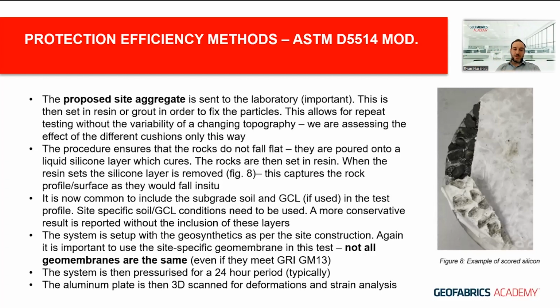As I mentioned, it's now common to include subgrade soil and GCL in the test, and it's just important that there's some specification around that. The soil needs to be compacted to site conditions, so optimum moisture content plus or minus a moisture percentage, and the dry density, the compaction criteria. It's important that we have those site-specific parameters, that we replicate that in the apparatus. Otherwise, we'll end up with a soil that's maybe softer or harder than what you have in situ, and that can influence the outcome of the strain as well.